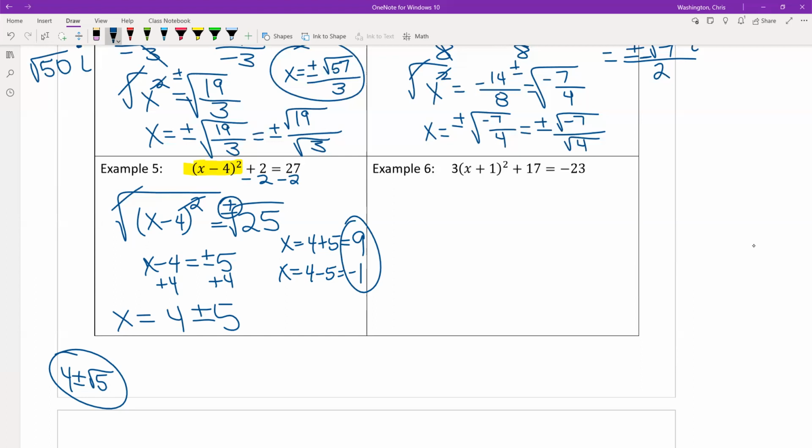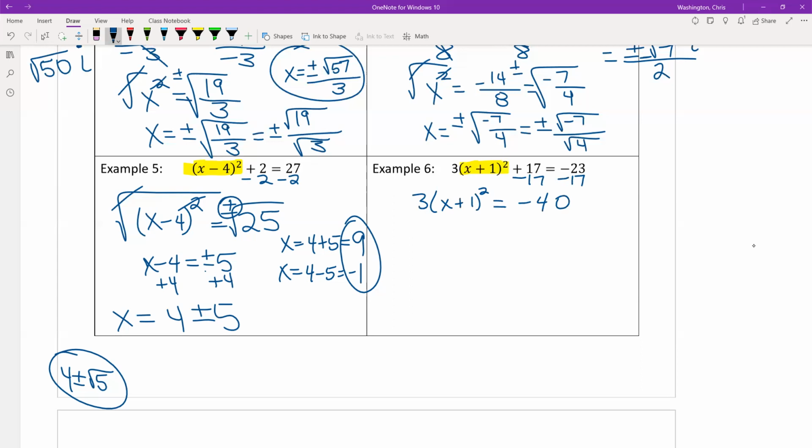The plus or minus has to go here, not at the very end. All right, last one today. We've got to get the x plus 1 squared by itself. So the 3 and the 17, we're going to move those to the other side the same way we've done on all of the other problems today. It looks a little bit different, but we're going to do it the exact same way. We're going to subtract 17. So we get 3 times x plus 1 squared equals negative 23 minus 17, which is negative 40.